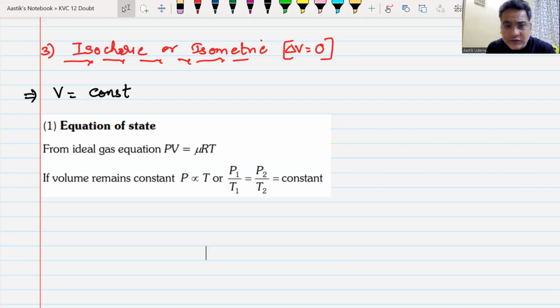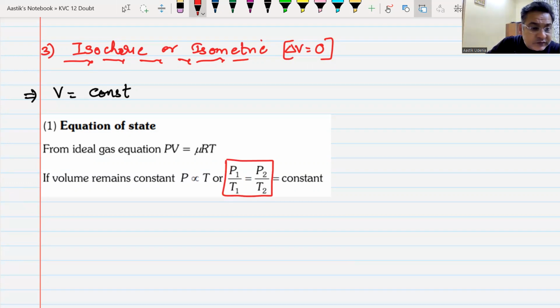It is always valid for an ideal gas. Here n will remain constant, R will remain constant, V is constant. So the process here becomes P1 by T1 equal to P2 by T2. Do we understand this? First, listen to me and then I will give you time to note it down.